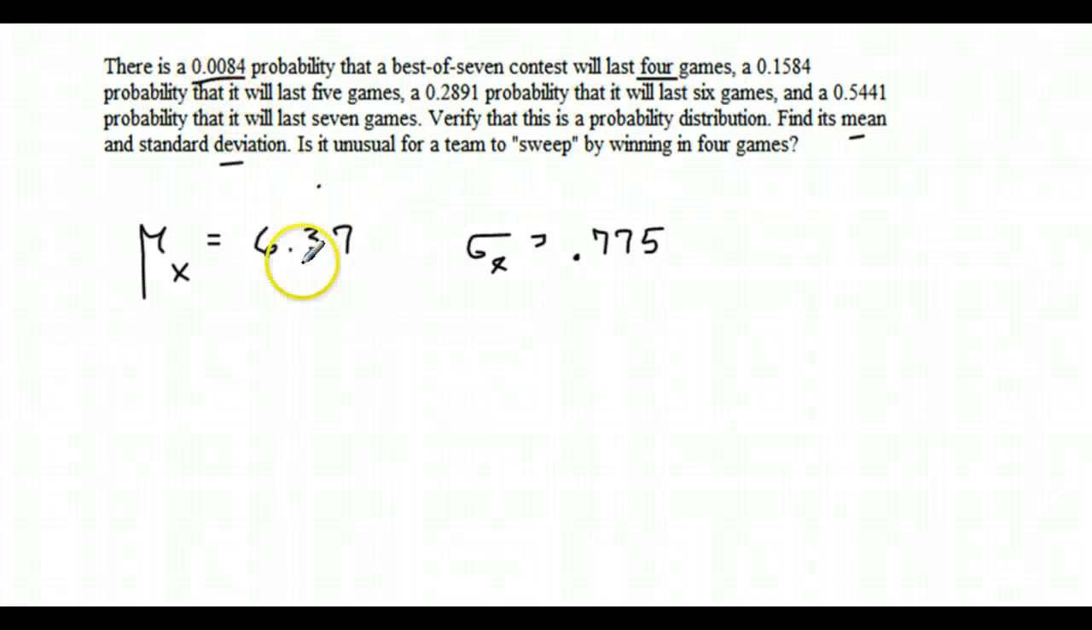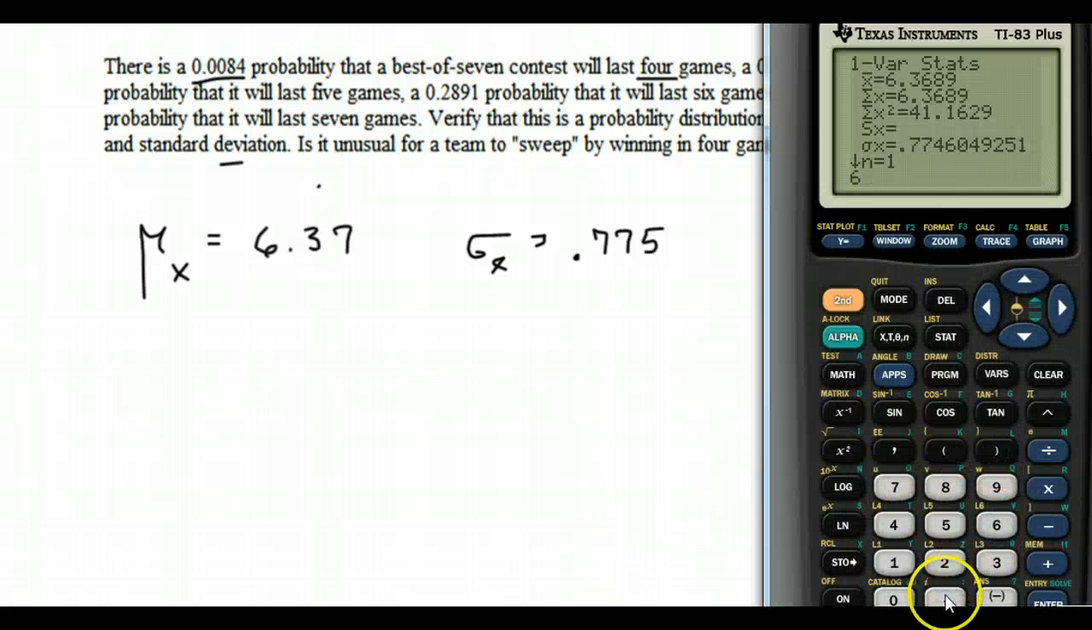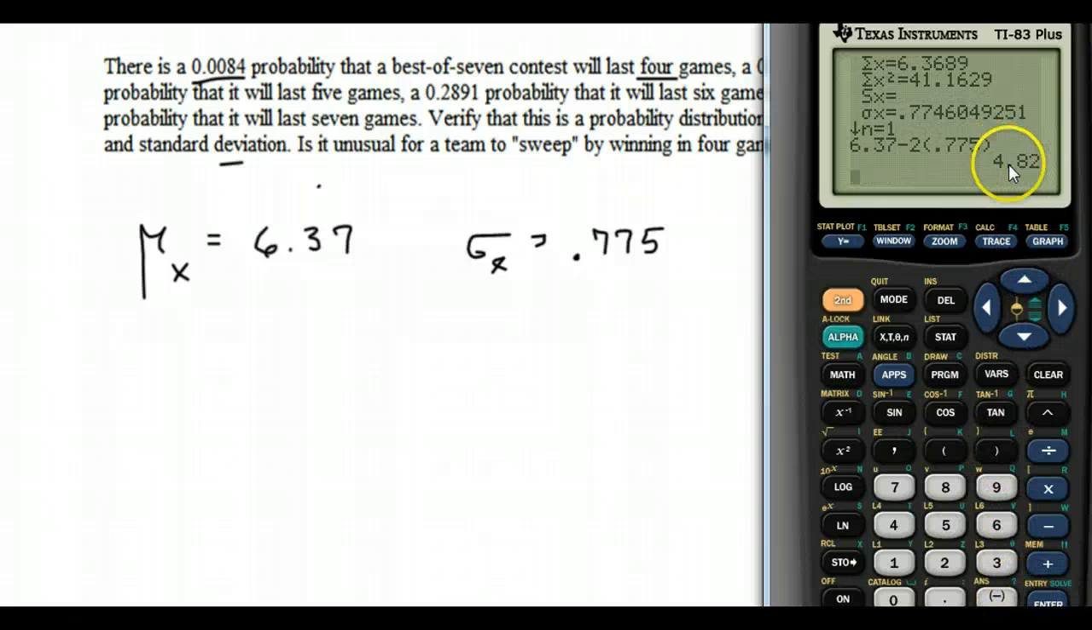Way less than 0.05. Okay, but also you could use 6.37 minus 2 standard deviations, 2 times 0.775, is considered rare, and you get 4.82. Anything less than this would be considered rare. So 4 would be considered rare again in both cases.